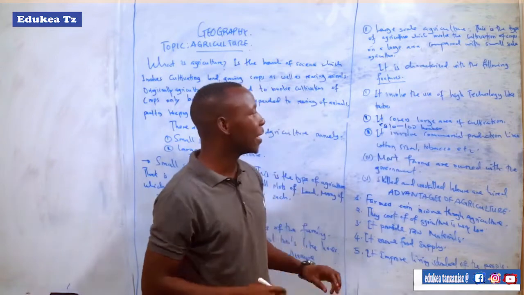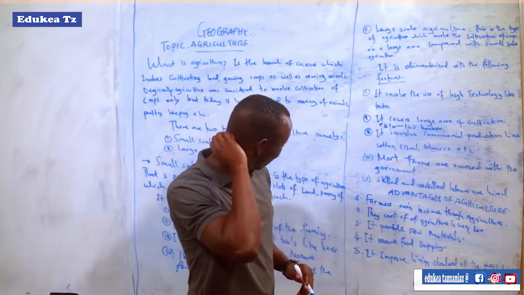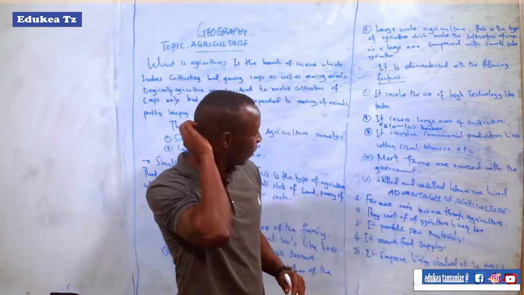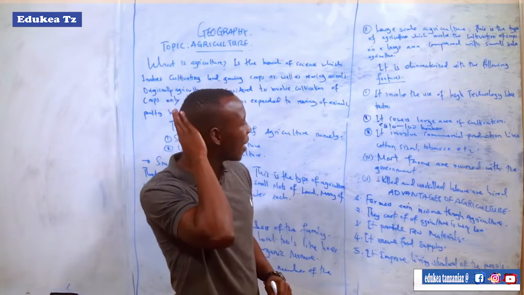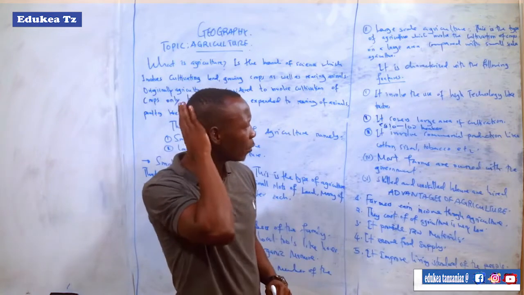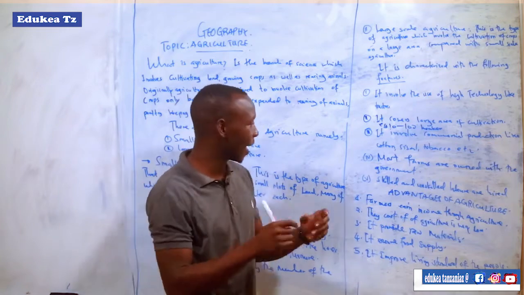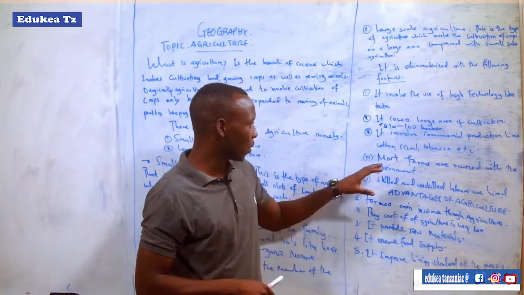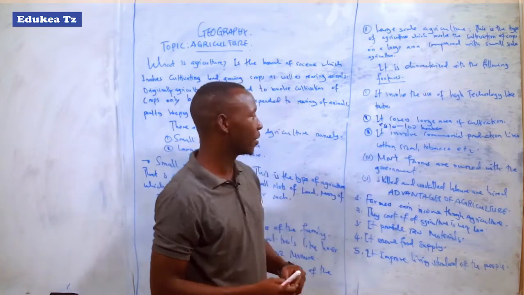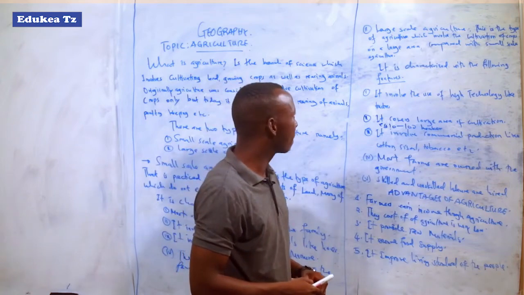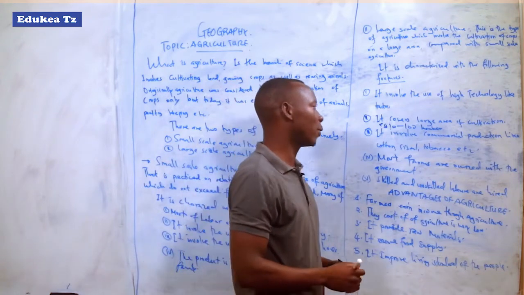So it involves many acres, so that a higher amount of crops or production can be attained. This is what we call large-scale agriculture, because of its nature.